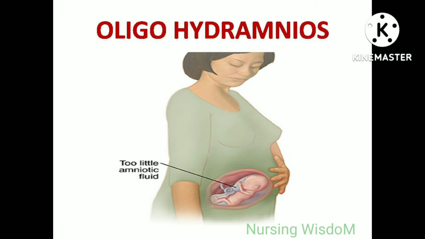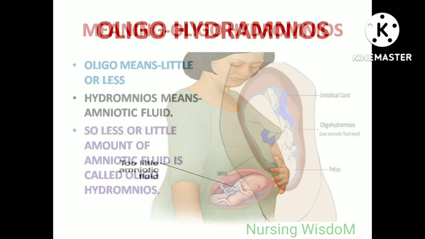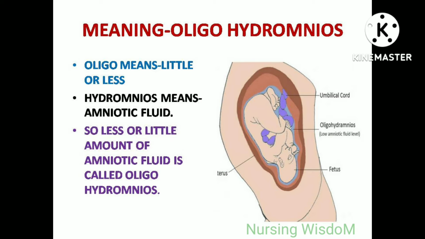Today we are going to see about oligohydramnios. The word oligohydramnios: oligo means little or less, and hydramnios refers to amniotic fluid. So a little or less amount of amniotic fluid is called oligohydramnios.